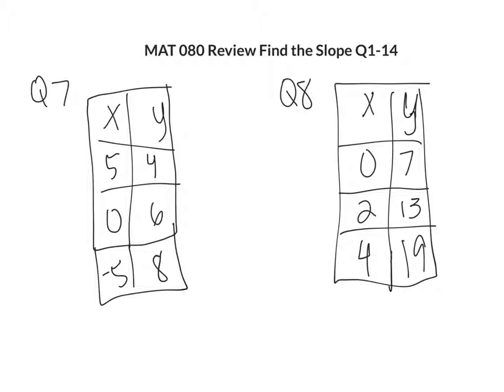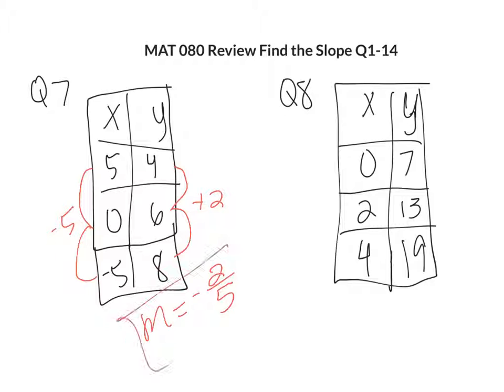For question 7, how do you go from 4 to 6? 6 to 8, we're adding 2 each time. How do you go from 5 to 0 and 0 to -5? You're subtracting 5 each time. Your change of y is 2 over the change of x, which is -5, so your slope is -2/5.